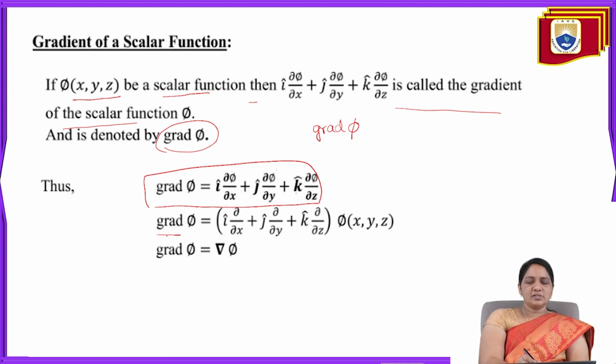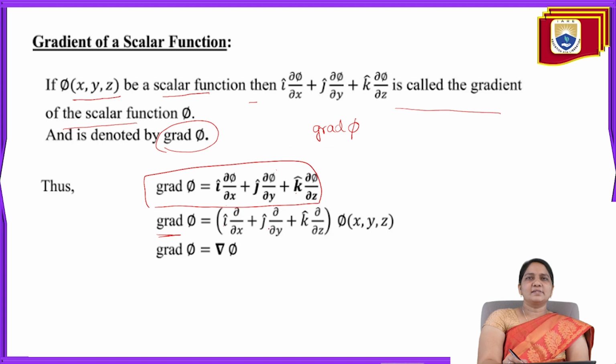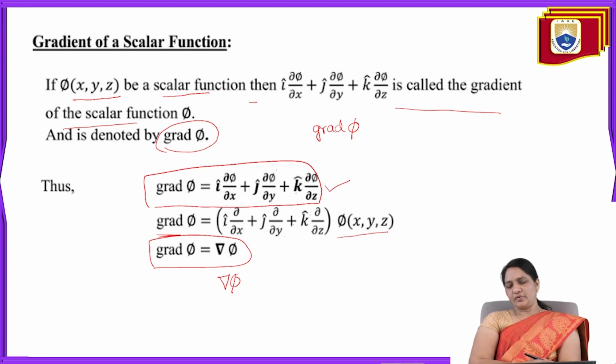Here we can write this as a separation. So grad means i dou by dou x plus j dou by dou y plus k dou by dou z, with the function phi of x comma y comma z. So this grad phi we can denote with del also, that is nothing but del phi. So grad phi means we have to use this formula to calculate the value of the given function.